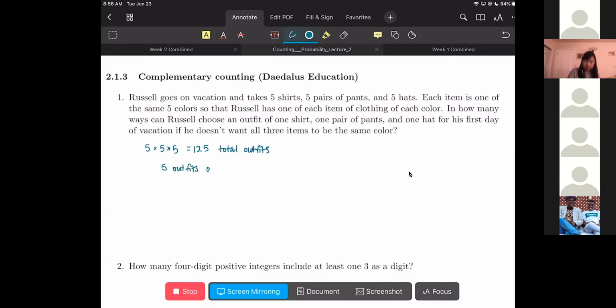Yeah, awesome. So just to summarize, what is it? Solorm, is that your name? What he said, there's 125 total outfits, 5 of these total outfits have the same color because there's only 5 colors. And then to get the total number of outfits that don't have all 3 items of the same color, we can just subtract out 5 to get 120.